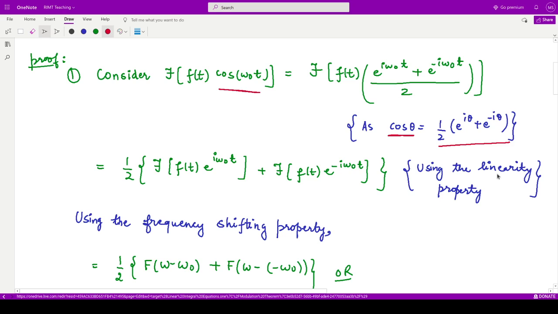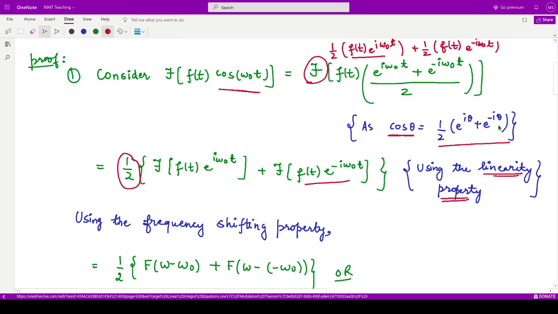So now I can use the linearity property. Linearity property says take out all the constants outside of this Fourier transform and then apply the Fourier transform onto the function. So we can separate this term. So it would be 1 by 2 outside, and we have f of t multiplied by e to the power iota omega naught t, and then I have plus 1 by 2 f of t multiplied by e to the power minus iota omega naught t. So this is another term. So now I can apply Fourier transform on individual terms. So 1 by 2 outside, Fourier transform of first term plus 1 by 2 outside the Fourier transform of second term.